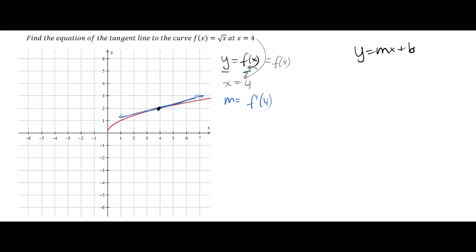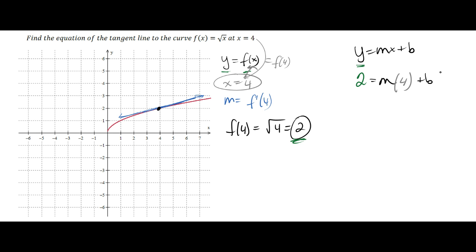So what we're going to go ahead and do is find the y value by filling in the 4. So then f of 4 is equal to the square root of 4. Well, that is 2. So now our x is 4, and our f of x at that point is 2. So we can go ahead and substitute that 2 into here, and substitute our x value. We still don't know the m. We'll substitute our x value. That x value is 4, and then of course plus b. And we're not going to be able to find the b until we find the m.